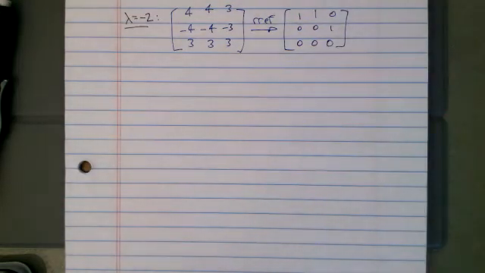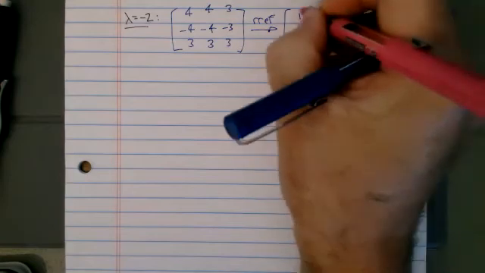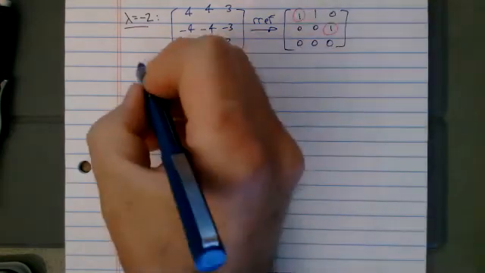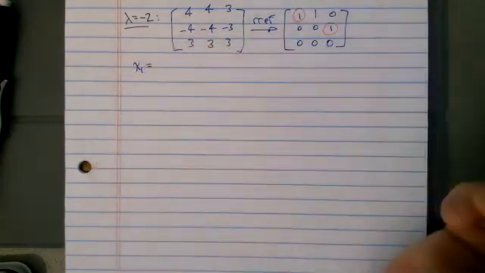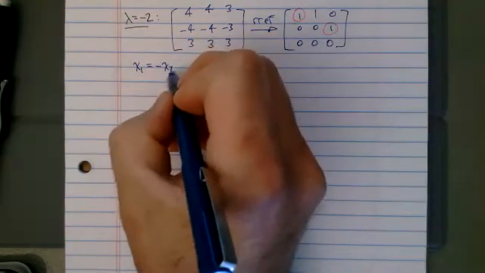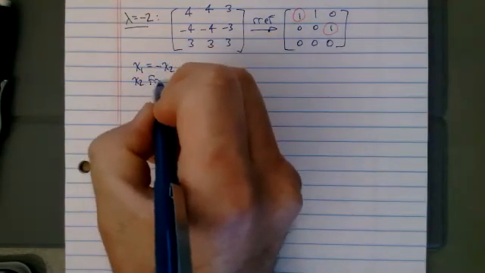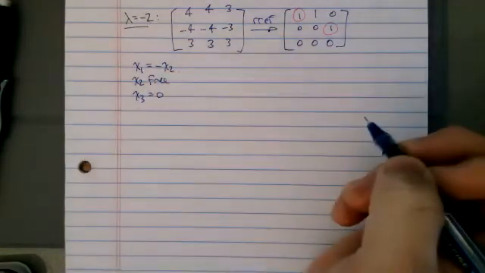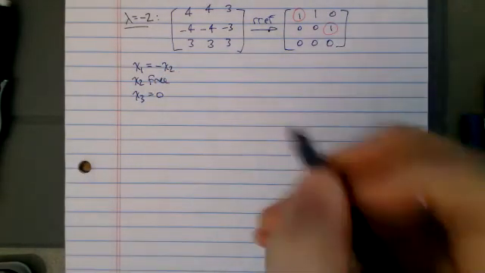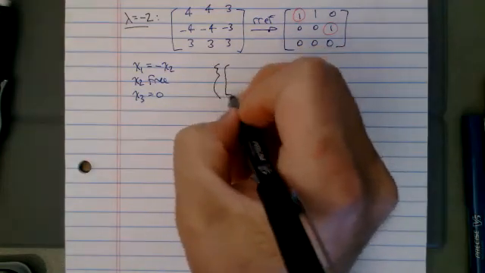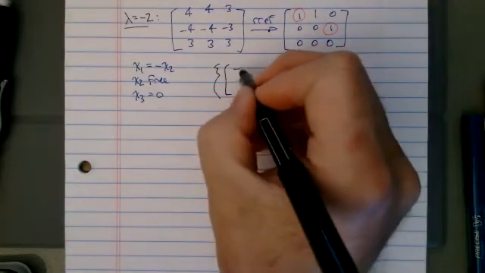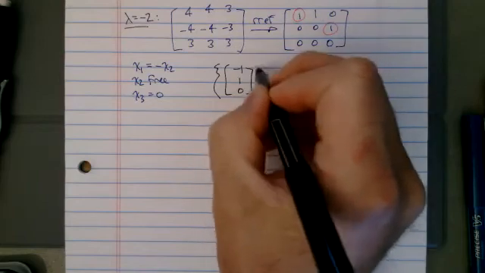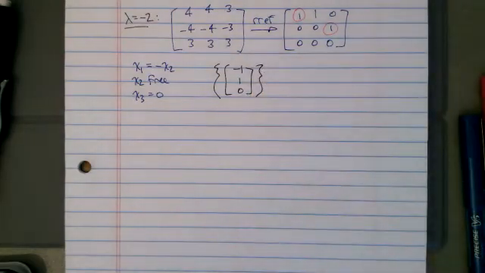So remember, this is the coefficient matrix. So we've got 2 pivots still. Pivot here and pivot here. So this tells us that x1 is equal to minus x2. x2 is the free variable, and x3 is equal to 0. So our basis for the eigenspace here is going to be -1, 1, 0. But we only got a one-dimensional eigenspace.